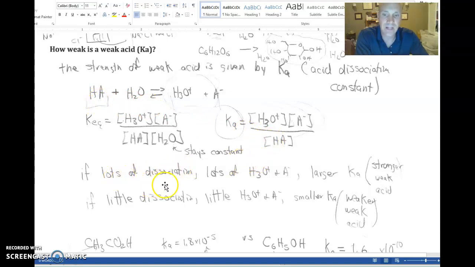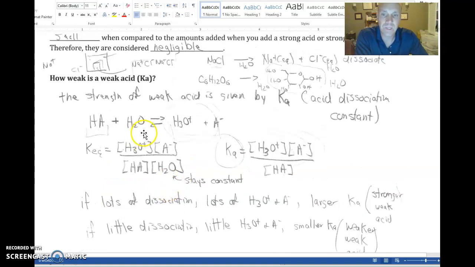Well, if you have lots of dissociation, which would mean a relatively stronger weak acid, one where a fair amount of it would dissociate, that means you're going to have a fairly large amount of this dissolved in solution. So that's going to mean a relatively higher numerator and a relatively lower denominator, and that's going to lead to a larger Ka. So if a weak acid has a relatively large Ka, we could describe that as a stronger weak acid.